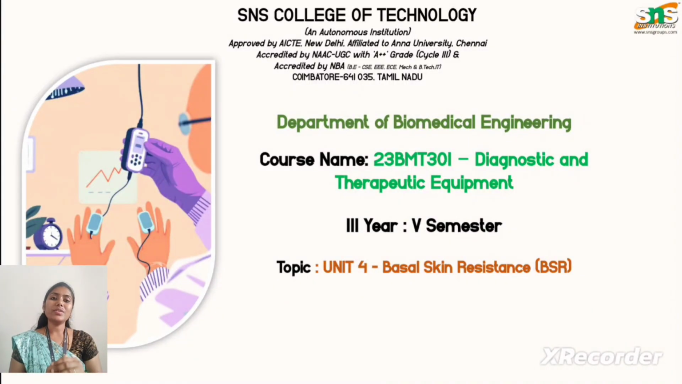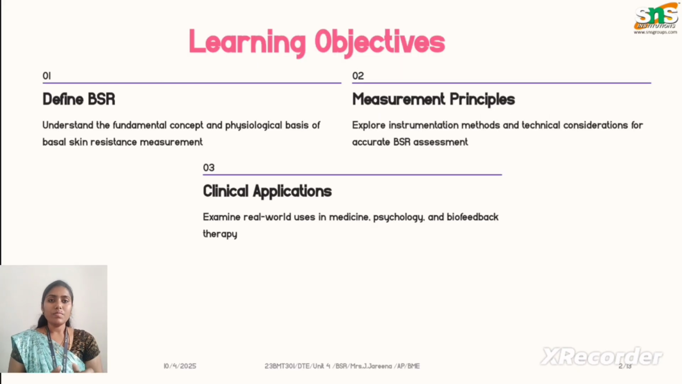Today in class we are going to discuss the most important topic in unit 4, that is basal skin resistance, BSR. The learning objective of today's class is that first we will be discussing what is meant by BSR, the fundamental concept of BSR. Then we will be discussing the working principle of BSR and the technical factors which need to be considered while we are measuring BSR assessment.